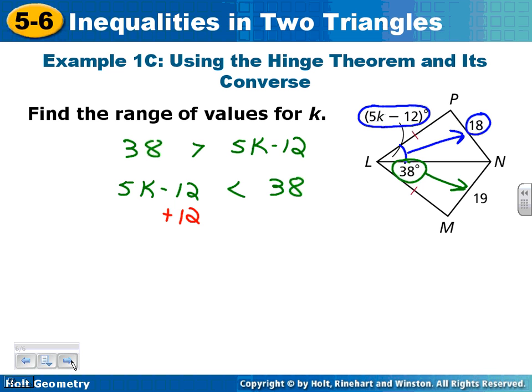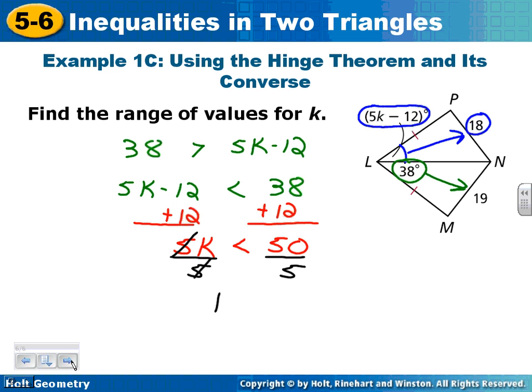Basically, I want to add 12 to each side. That gives me 5K is less than 50. And then divide by 5. That gives me 10, right? So K has to be less than 10. So notice my directions say find the range of values for K, and that answer is simply K has to be less than 10.